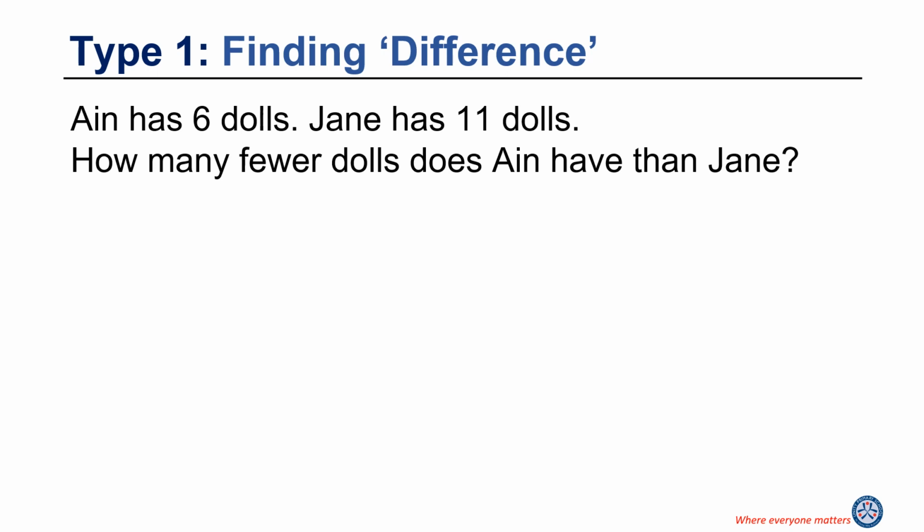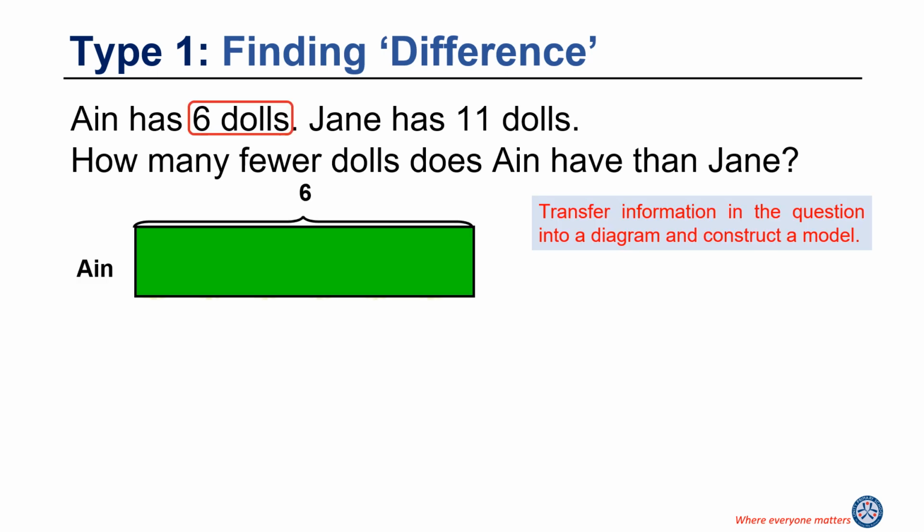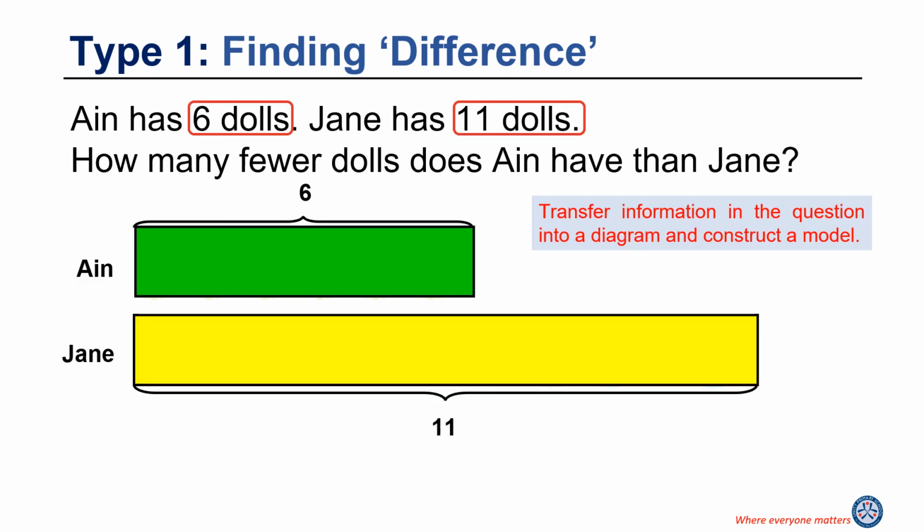Let us look at another question which requires us to find the difference. Ayin has 6 dolls. Jane has 11 dolls. How many fewer dolls does Ayin have than Jane? Again, for a start, we can start visualizing and comparing who has fewer dolls. Ayin has 6 dolls and Jane has 11 dolls. Ayin has fewer dolls than Jane, so her model bar will be shorter than Jane.